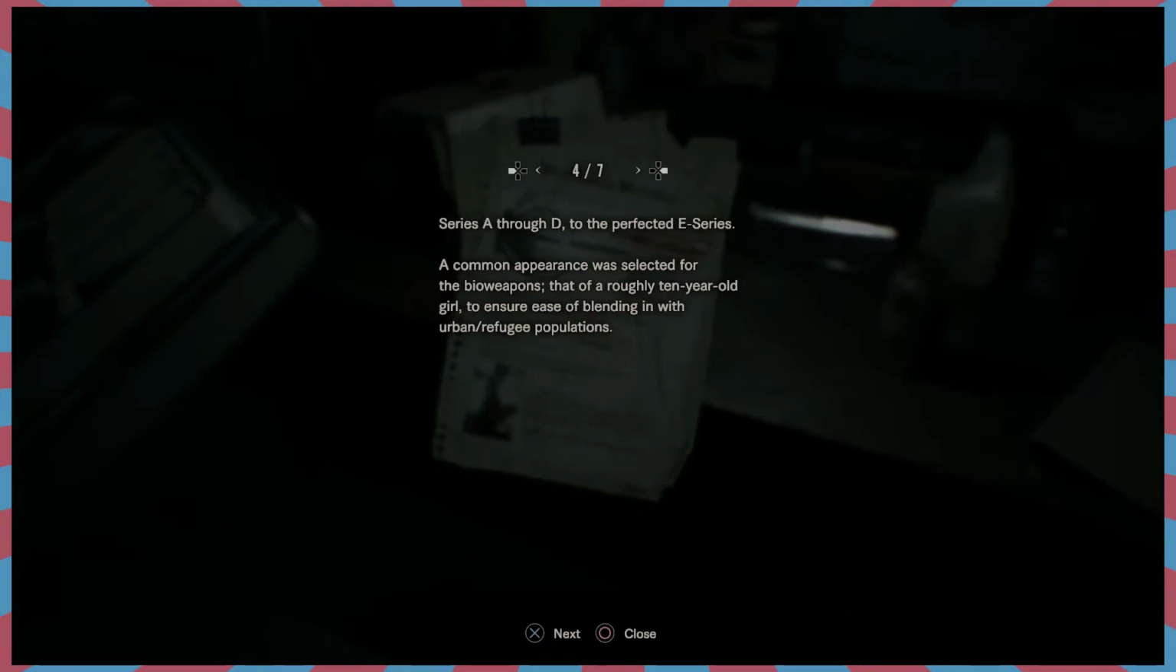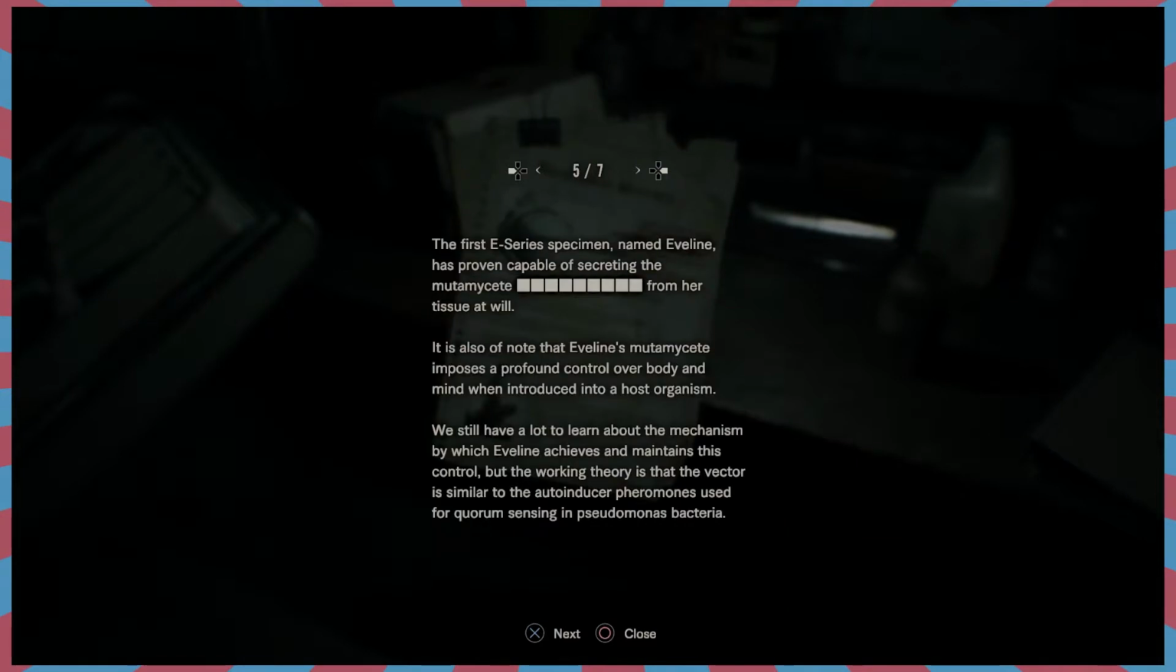That is so messed up. Isn't that messed up? Wow. We're going to make a kid. Yeah, and then send the kid into these areas so that they mutate everybody.